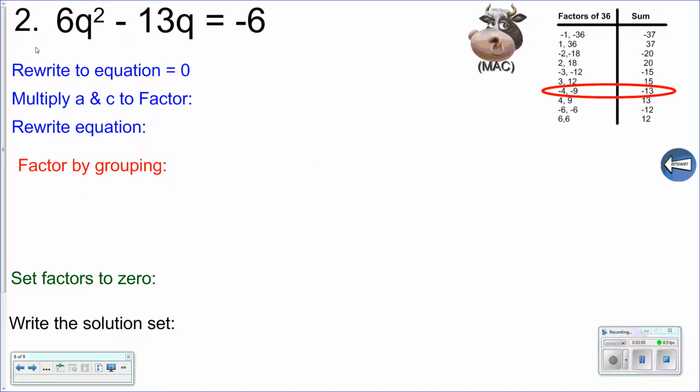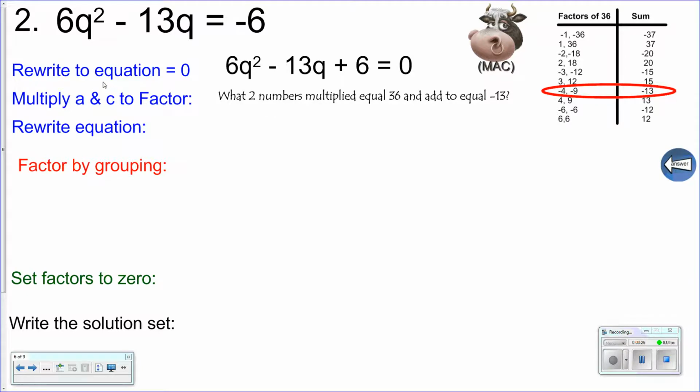All right, next one. 6q squared minus 13q equals negative 6. So the first thing I have to do is rewrite that equation so it equals 0. So I would add 6 to both sides. Then I multiply a and c, so 6 times 6 is 36. So what two numbers multiply together to equal 36 and add together equal negative 13? You can see from my chart that would be negative 4 and negative 9. And then to add them together will be negative 13.